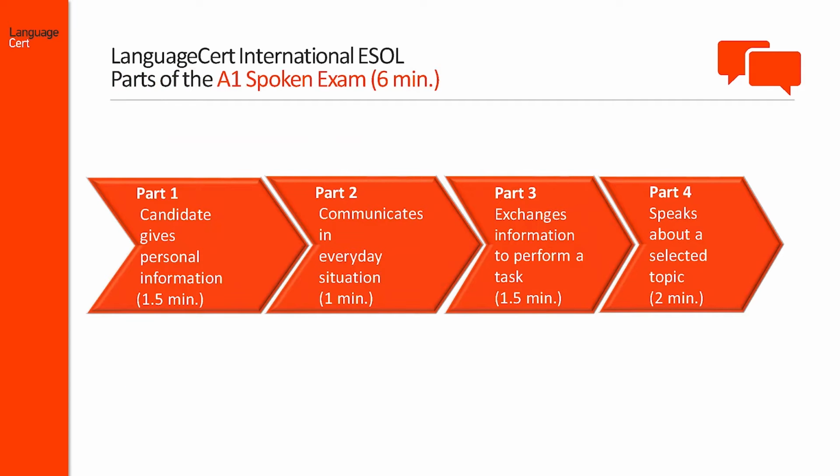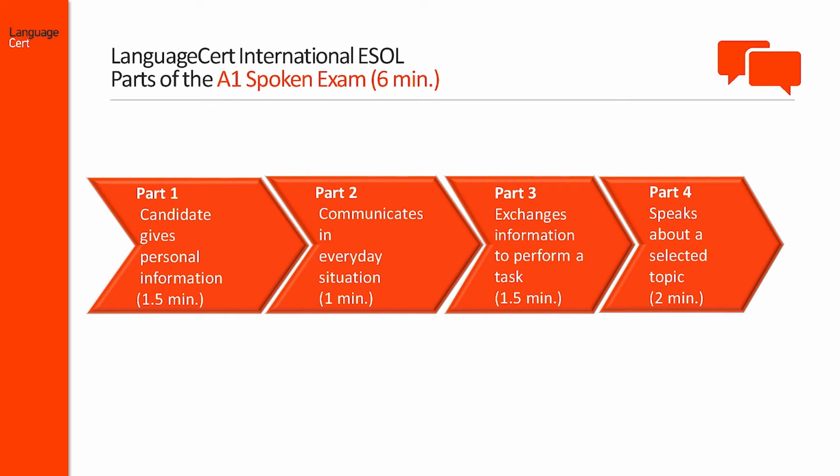Part 1 aims to initially set the candidate at ease and elicit personal information. The first 2 questions, which aim at eliciting the candidate's name, spelling, and where he or she is from, are not assessed. However, the next questions are assessed and the candidate will be asked between 3 and 5 questions. Part 1 lasts 1 minute and a half.